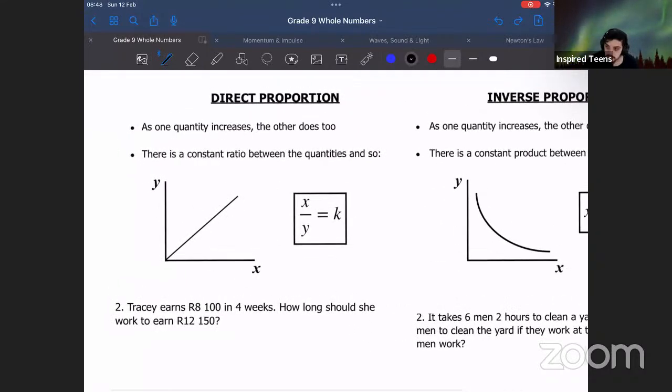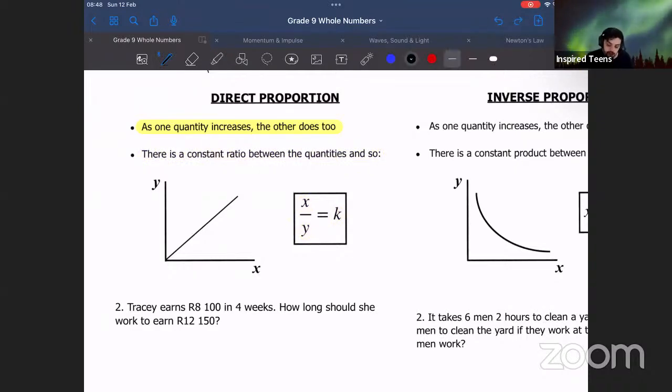Let's have a look at this. Proportionality. We're going to discuss direct proportion and inverse proportion. Direct proportion is defined as when one quantity increases, the other does too. The more you study, the higher your mark is generally. That is something simple that expresses a direct proportion. There is a constant ratio between the quantities, so X over Y is equal to K. What exactly does that mean?